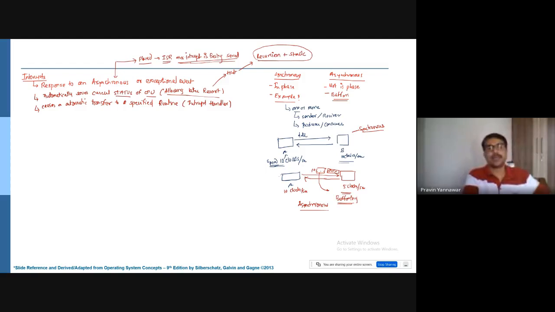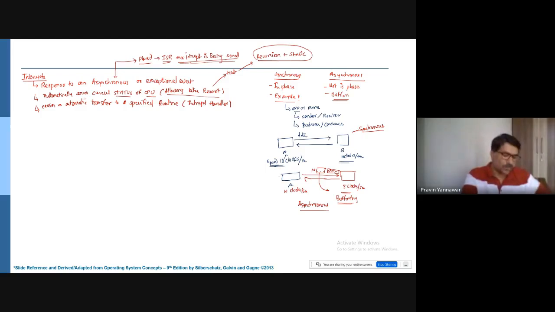Okay, this mechanism is called an interrupt. If you look at interrupts, there are three things you need to understand. First, it is a response to an asynchronous or exceptional event. It automatically saves the current status of the CPU. It causes an automatic transfer to a specified routine handled by the interrupt, so it is the interrupt handler.